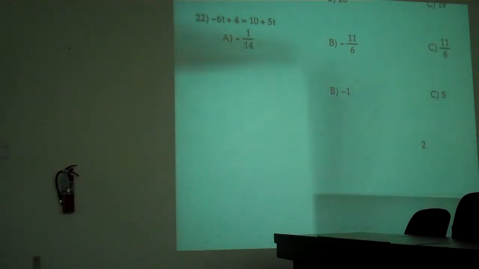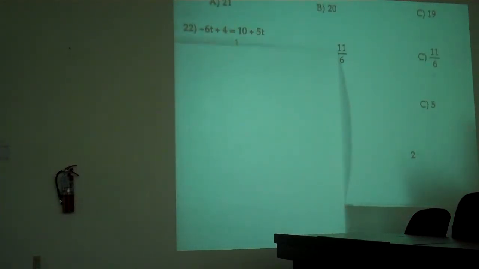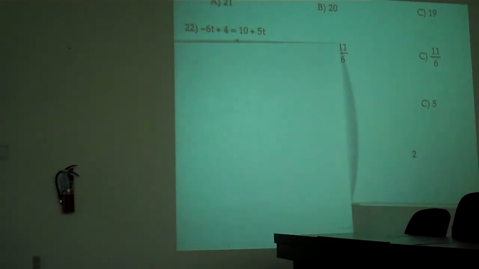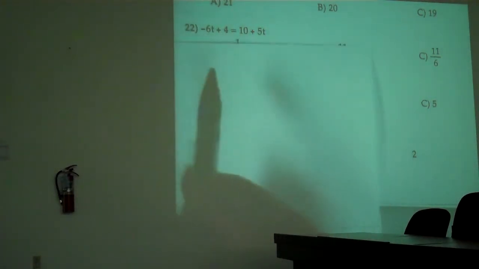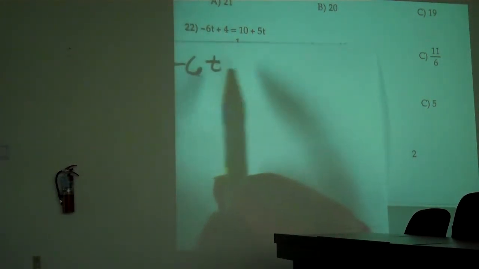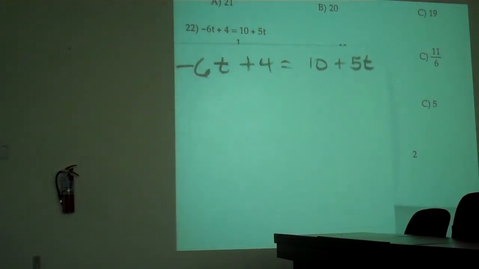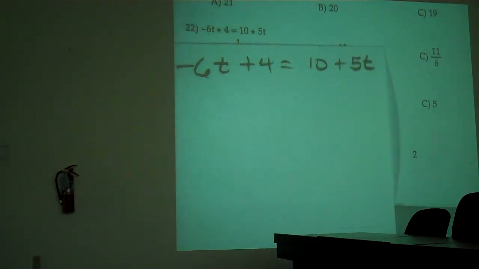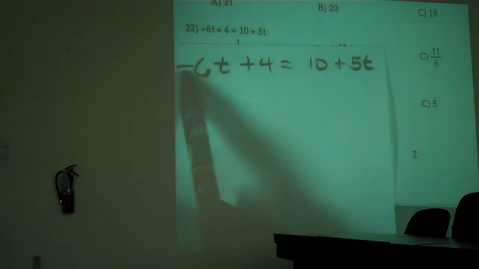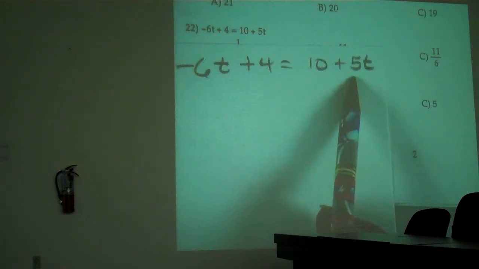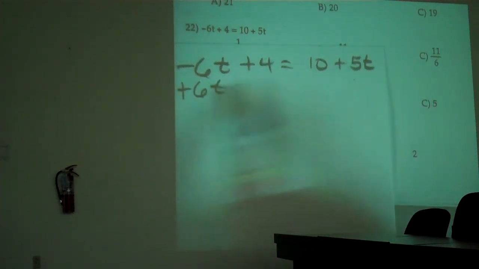Okay, number 22, we're starting to get into where the problems aren't all variable on one side. So see how we have t's on both sides? Negative 6t plus 4 equals 10 plus 5t. There are no parentheses, which is your first step. Combine like terms? No. Third step, decide which side you want the variable on. Would you like to add 6 or subtract 5? Let's add 6, it'll keep it positive, right?